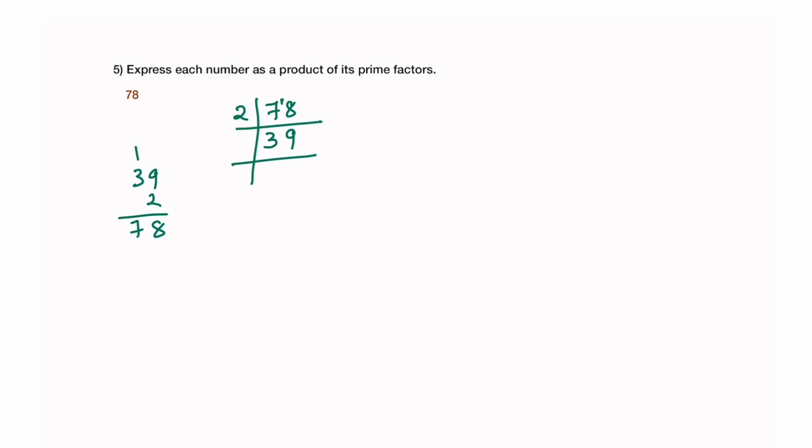Then this cannot be further divided by 2 because it's an odd number. Now 3 plus 9 is 12. 12 is basically 1 plus 2, that's 3. Okay, so 3. So of course it's divisible by 3. That was my divisibility test for 3. So 3, that's 13. 13 is a prime number, right? So let's do the other method.